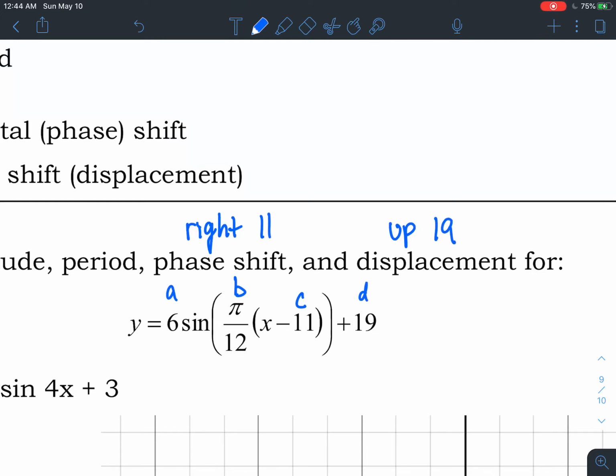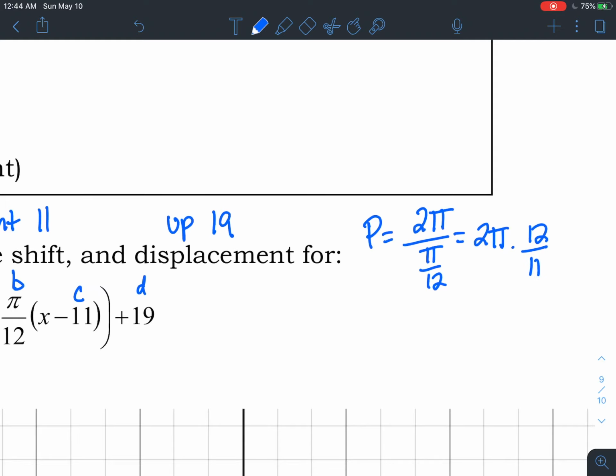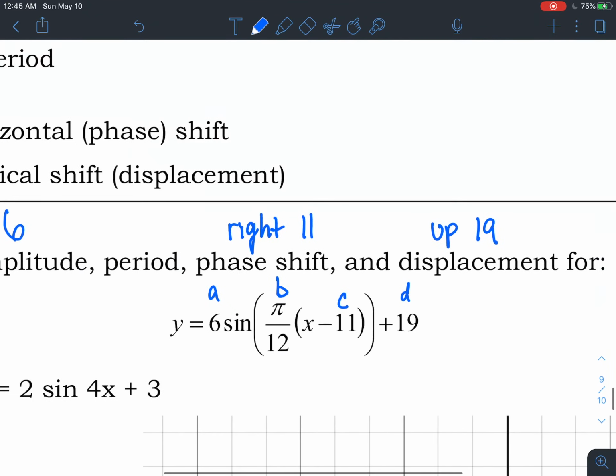And then my period is the most difficult one, just because you have to do that division. My B value is pi over 12. So my period is 2 pi divided by pi over 12. When I divide by pi over 12, that's the same thing as multiplying by the reciprocal, 12 over pi. My pi's cancel, and I get 24. So my period is 24.